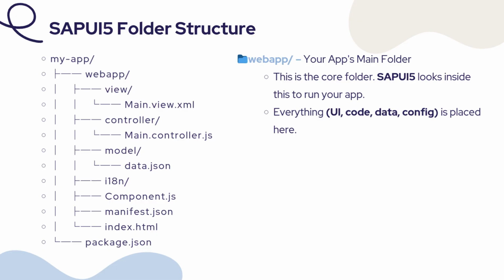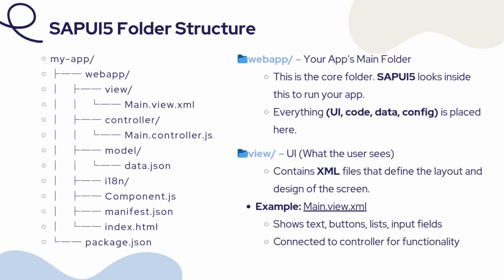Inside the webapp, the first important folder is view. This folder contains your XML view files, the screens that users actually see. For example, main.view.xml. Here you design things like buttons, lists, input fields, text and layout. This view is connected to a controller file which handles the logic.